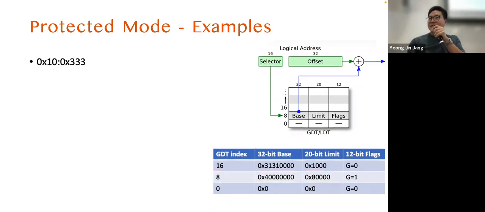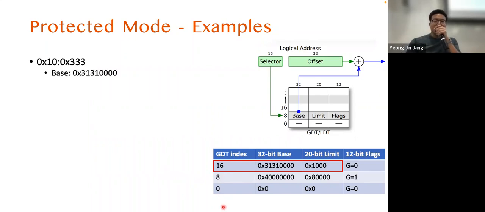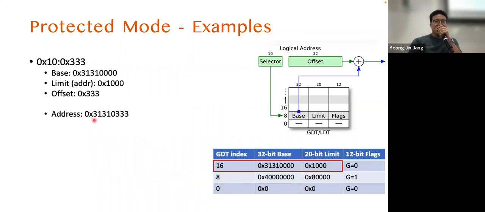Question? No? And then the next example. So we have the segment selector as 0x10. Then we will fetch this row to get the base address. So the base address is this one, and the limit address is 1000 because the G bit is 0, so we will not do any kind of multiplication. And then our offset is 333. Then the resulting address is 31310000 plus 333, so this address. And we can access this address because the offset is definitely smaller than the limit.